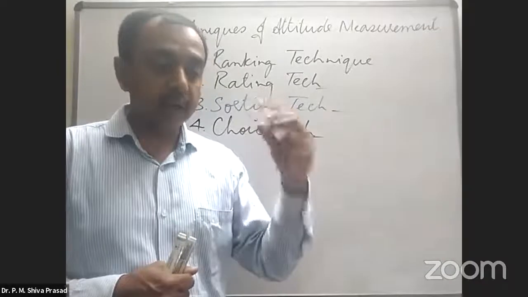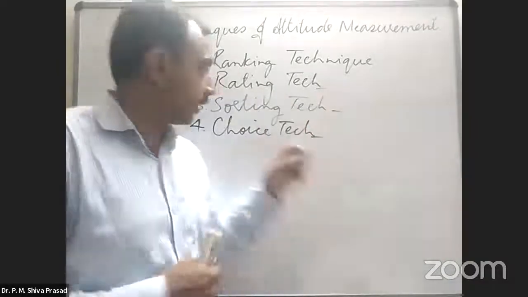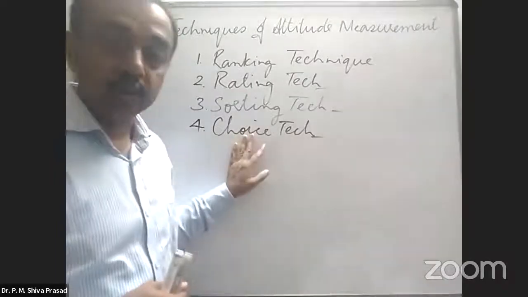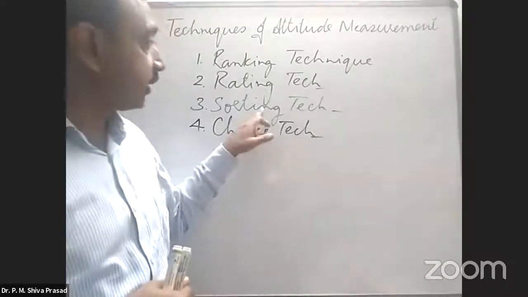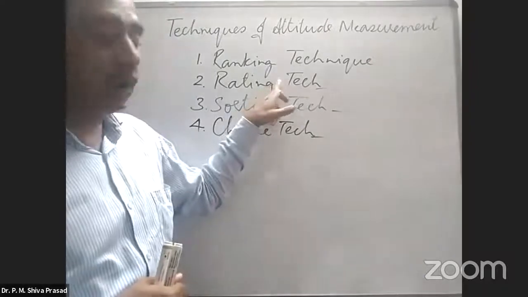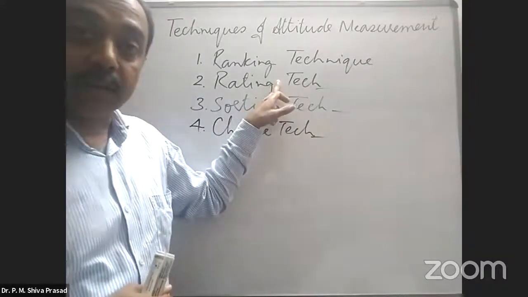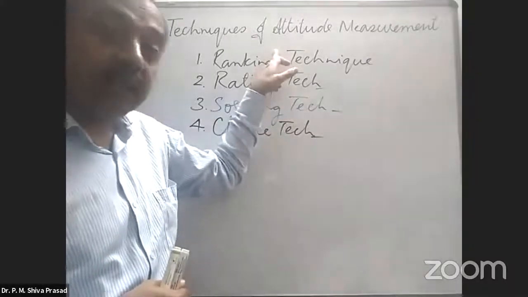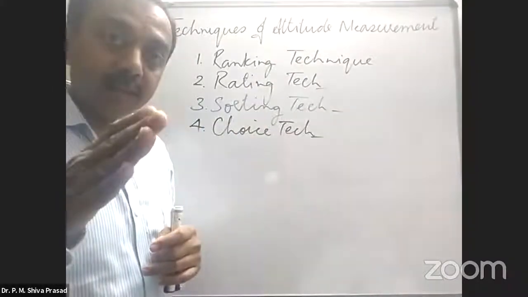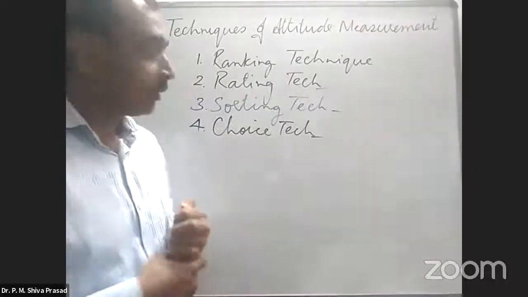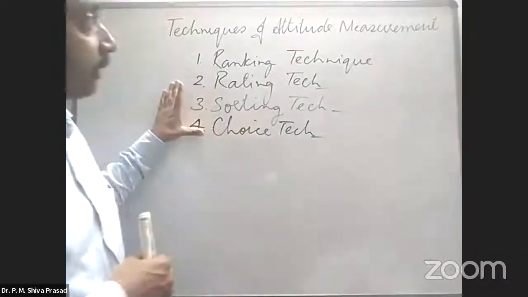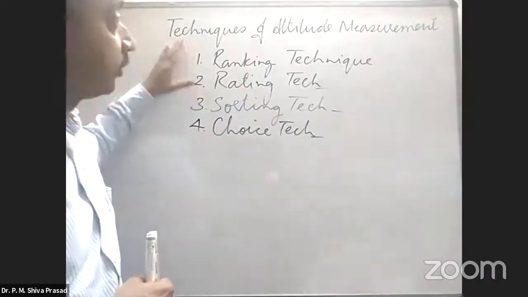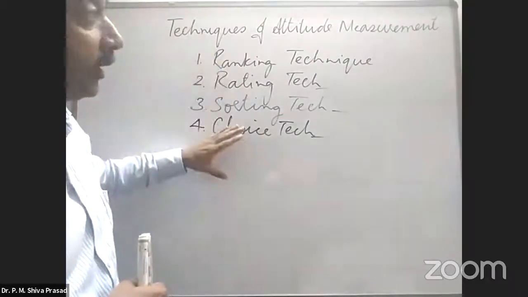Whenever you are trying to measure the preference, then you have to use the choice. Whenever you want to classify something, then the sorting. Whenever you want to rate or estimate the magnitude, then the rating scale. Whenever you want to place something in an order, then ranking scale. So these are the four techniques of attitude measurement. Depending upon your requirement, you have to use the techniques.